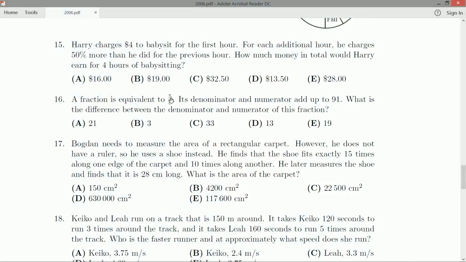Okay, so knowing that it's equivalent to 5 over 8, it's going to have a certain way of looking in terms of its denominator and numerator. And we also have the piece of information that the denominator and numerator have to add up to 91. This should be enough to determine what the fraction looks like. And then once we know what it looks like, we'll be able to tell its denominator and numerator and be able to answer the question.